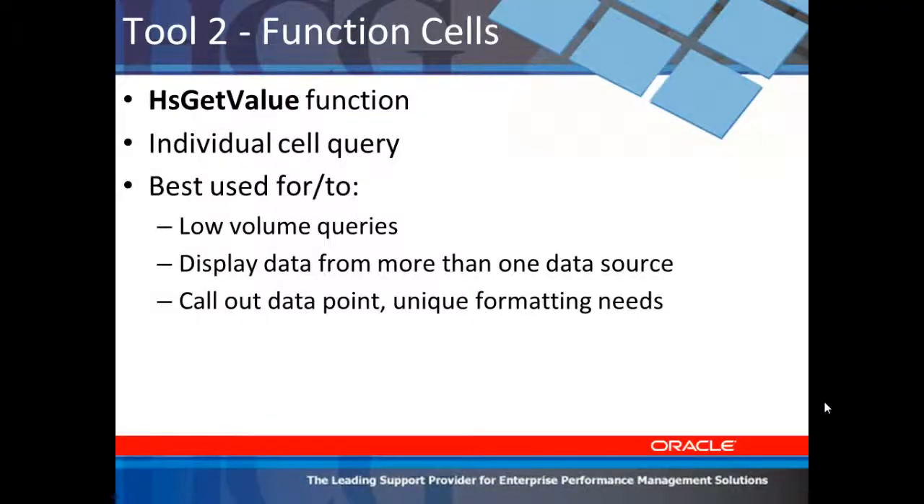A second querying tool is function cells, which you build using an HSGetValue function. Each cell that you build is an individual cell query, and this kind of tool is best used for low volume queries where you want to display data from more than one data source, one cell from one data source, one cell from another data source, or when you want to call out a specific data point with unique formatting needs. Let's take a look at function cells and the HSGetValue function.